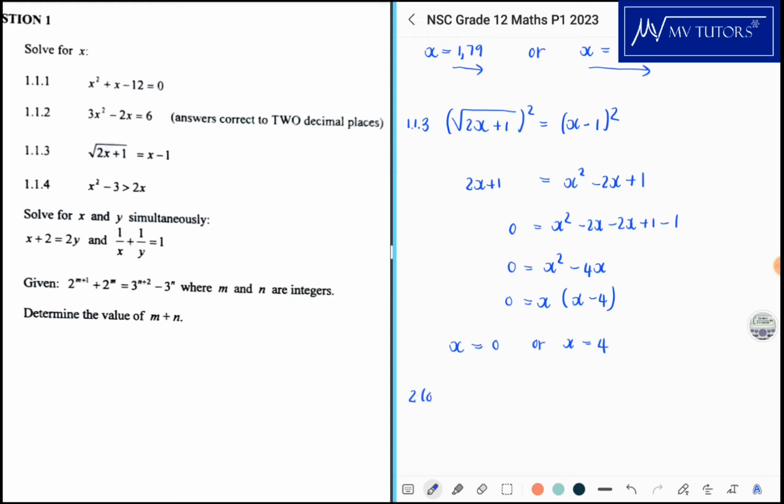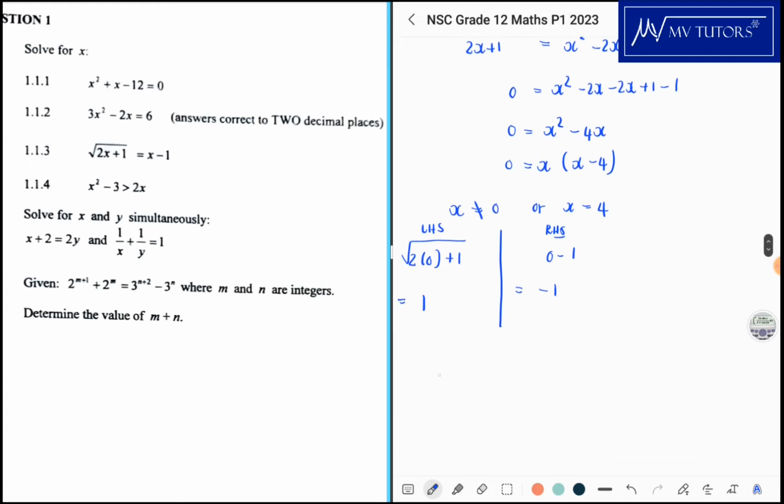So let's see if we put 0, is it going to be equal to 0 minus 1? So this is the left hand side and this is the right hand side. On the left hand side, I have root of 2 times 0 plus 1. So 2 times 0 will be 0, and I'm left with root 1, which is simply 1. And then on the right hand side, 0 minus 1 is negative 1. So we see that x cannot be equal to 0.